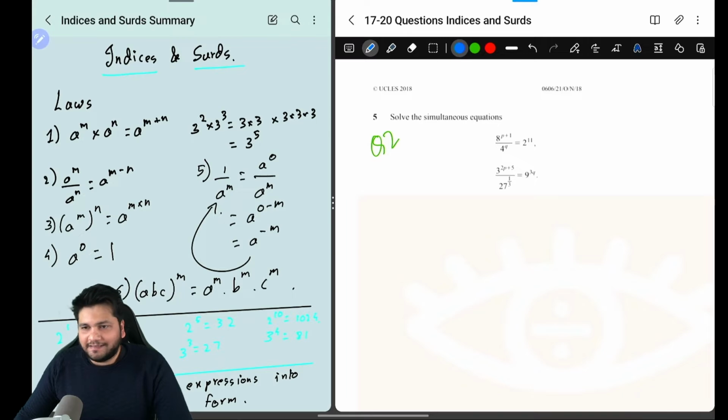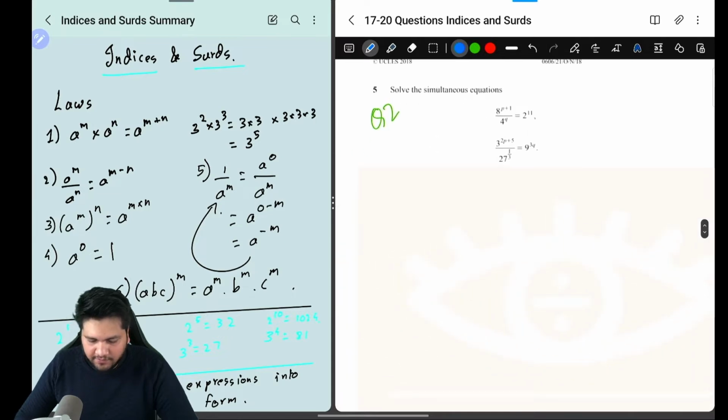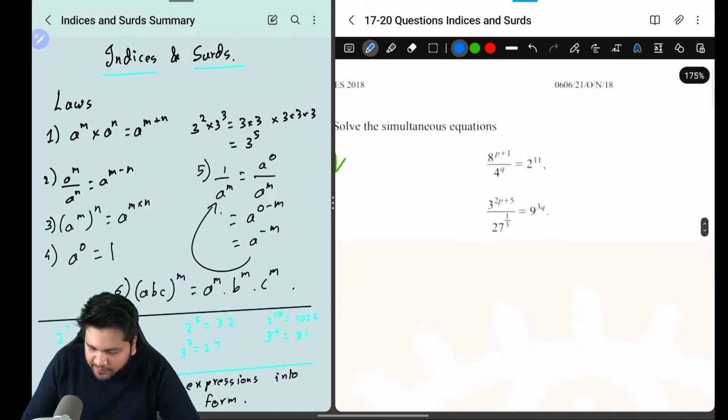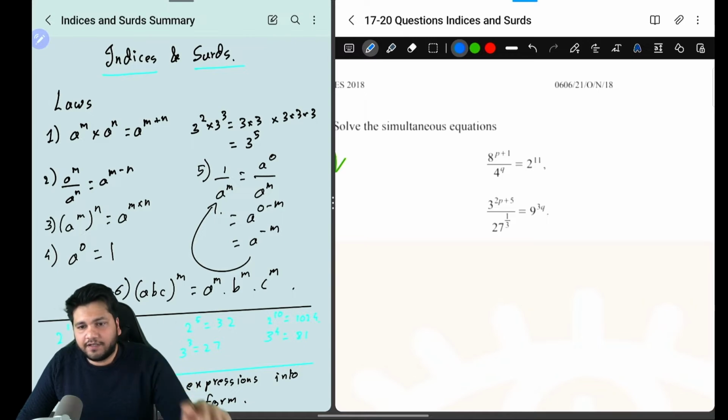Now question number 2. This is based on indices again, but here there might be simultaneous equations which we need to solve. So it will be of 5 marks. So let's see. In the first equation, 8 to the power of p plus 1 upon 4 to the power of q is equal to 2 to the power of 11. As I told you, you have to convert everything in terms of the least power, basically 2 to the power of something.